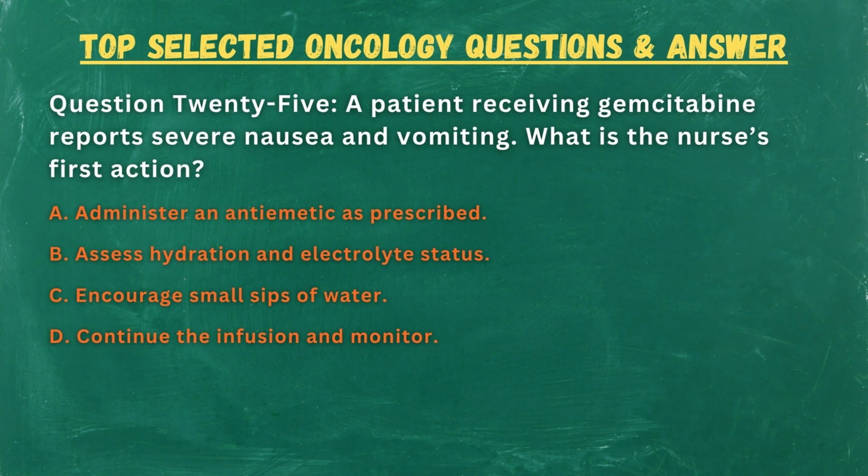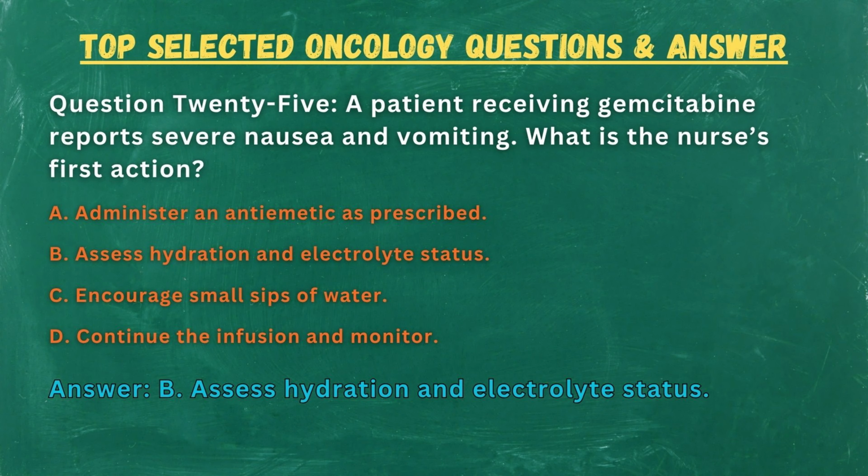Question 25. A patient receiving gemcitabine reports severe nausea and vomiting. What is the nurse's first action? A. Administer an antiemetic as prescribed. B. Assess hydration and electrolyte status. C. Encourage small sips of water. D. Continue the infusion and monitor. Answer: B. Assess hydration and electrolyte status.